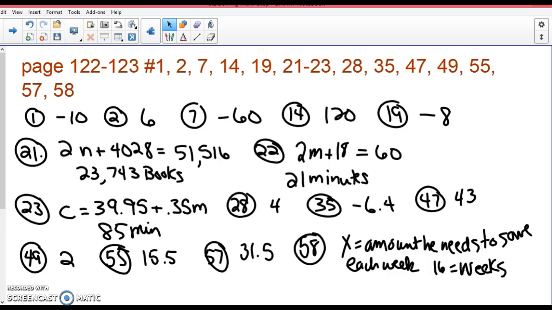Here are the answers to last night's homework. Again, hit pause so you can check this. I will answer questions tomorrow.